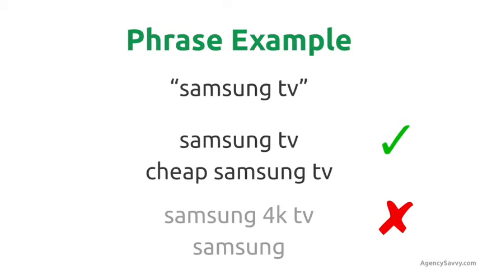So Samsung TV is a match. Yes, it is exactly the same, but it also contains the phrase. It doesn't contain anything else, but it contains the phrase Samsung TV. And cheap Samsung TV also has the phrase Samsung TV in, so yes, that's a match. And then your ad is eligible to show. Now, Samsung 4K TV obviously is not a match for that phrase because the phrase, those two words in that order, together with nothing in between them, the phrase Samsung TV does not appear in Samsung 4K TV, nor does it appear in the single word Samsung. And so the bottom two examples there, your ad would not show for.